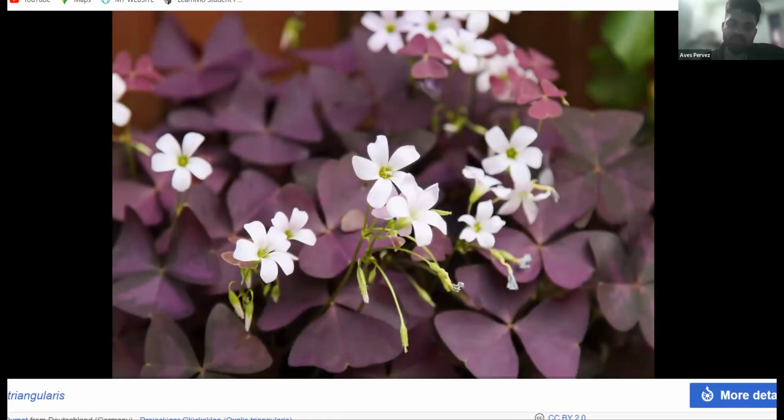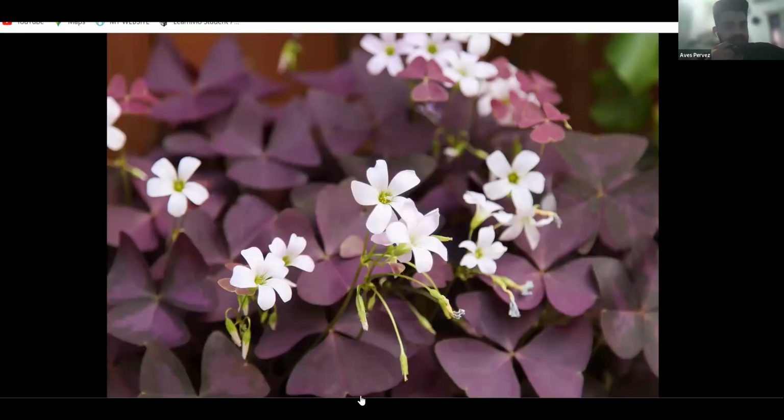Is it visible to you? Yes, sir. So these are oxalis flowers, and this opening and closing of petals depends on the temperature, and also on the light.